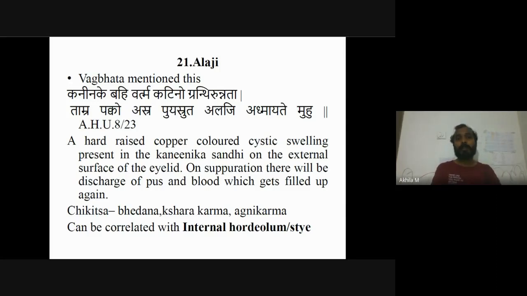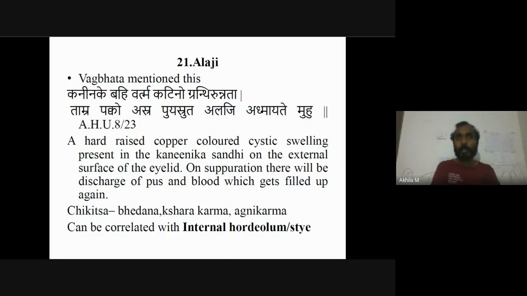Kaninaga bahir varma, kadinaha grindhi unnada, tamra pakwa asra puyasu, allergy at my room. There is some swelling, some coppery colored swelling present near the kaninaga, the external aspect of the eye. There arise some hard swelling near the kaninaga, external aspect of the eye. Because there will be some discharge with the tears, with this blood discharge will be there. Tamra varna will be there. Pus discharge will be there. This is the condition of allergy.